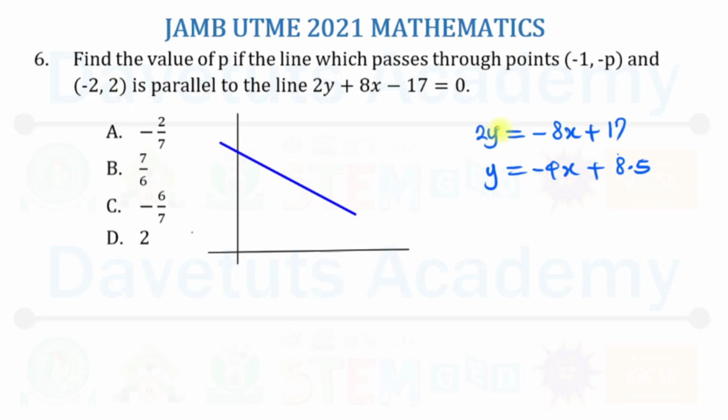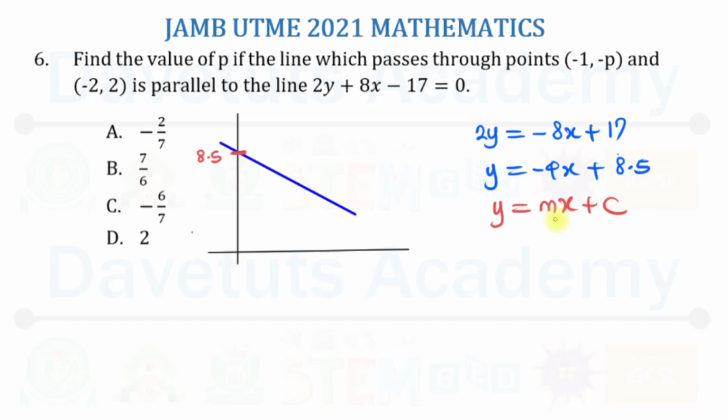What I just did there is I divided each of these terms by 2, since 2 is here, so that only y remains. So 2y over 2 is y, minus 8x over 2 is minus 4x, 17 over 2 is 8.5. You can now compare this to y is mx plus c. C is the intercept on the y-axis. So here, this is c, and this is 8.5.